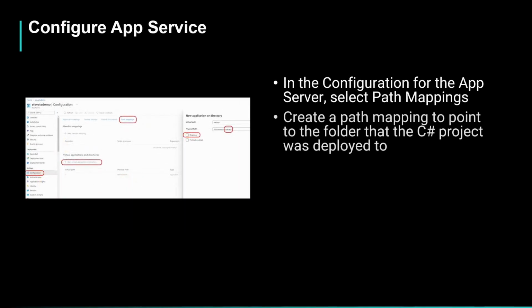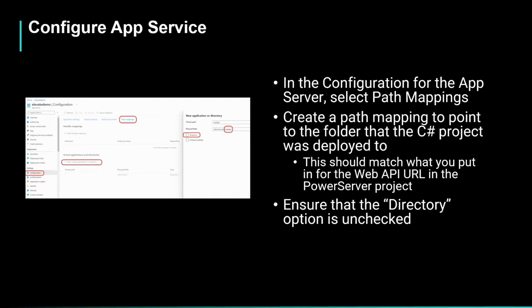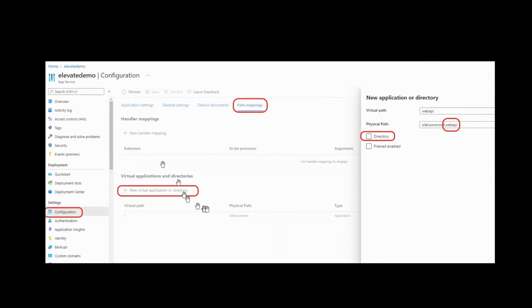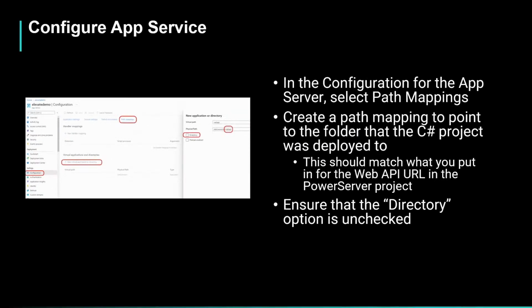Okay. Now remember, I said I've got web API listening on a path. Well, we need to define that path. And so now this is why I wanted to use Windows rather than Linux to deploy this. This is my app service. I go into configuration. I go into the path mappings. I create a new virtual application or directory. I uncheck the directory, and I put in /web API. And at that point, it should start working.